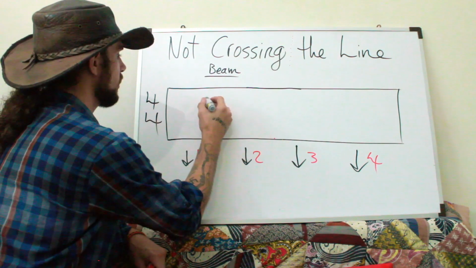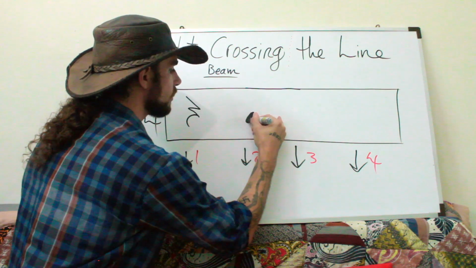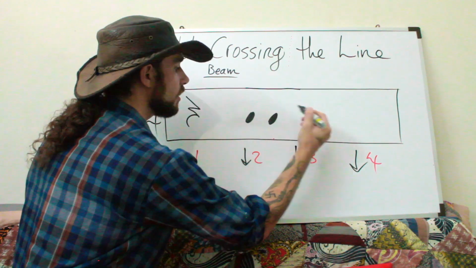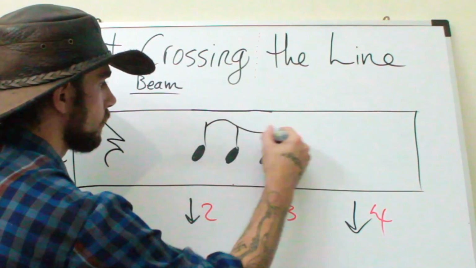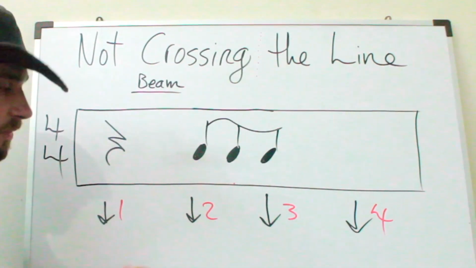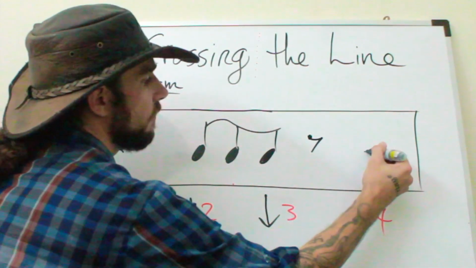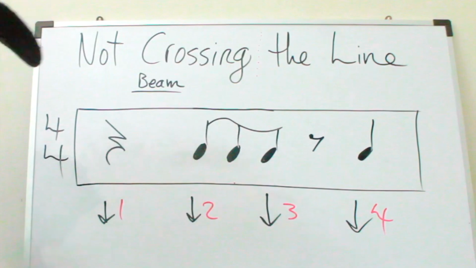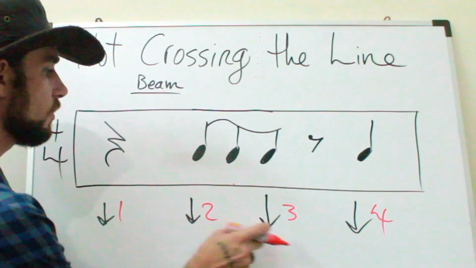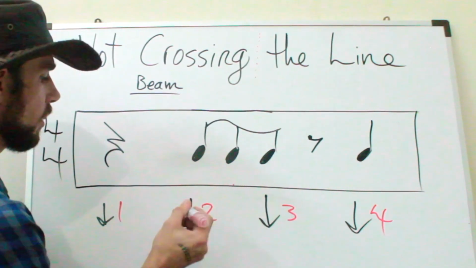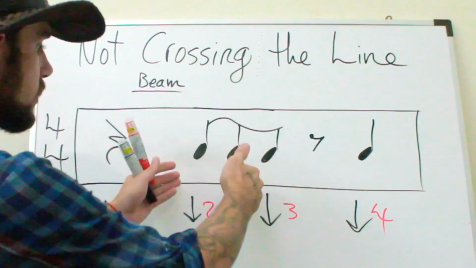So we're going to start out with our quarter note rest. We're going to have 3 eighth notes, which we can tie together. We're going to have ourselves an eighth note rest and finish it off with a quarter note. Now let's draw our imaginary line and see if we've crossed it. So right in between the 2 and 3. So 2, we know 2 eighth notes can fit into one box, the 2 box.